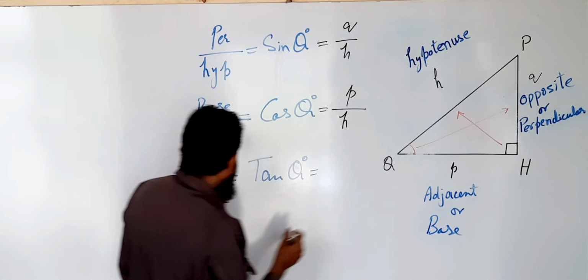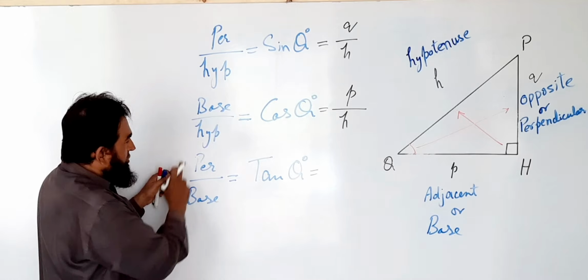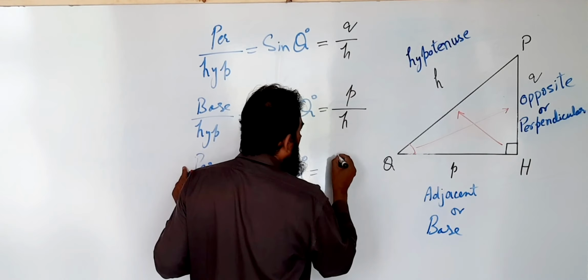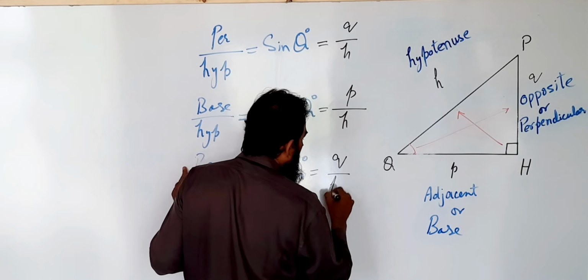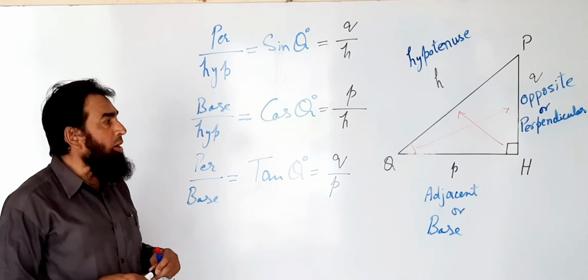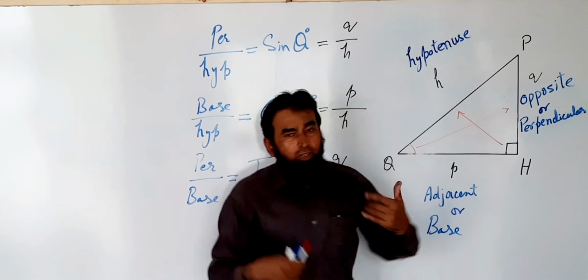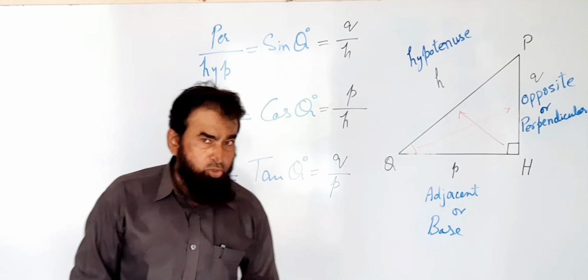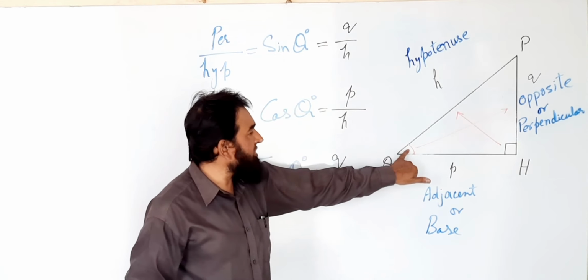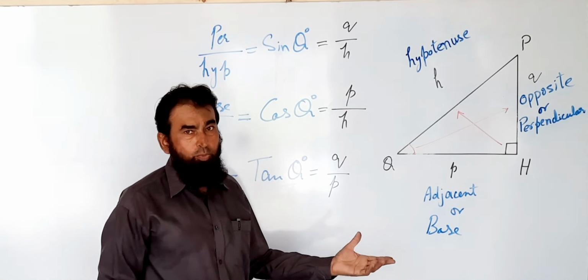In the same way, tangent Q is the perpendicular over base. So perpendicular here is q and the base is p. In this way you can write down the sides of the given triangle. Instead of p, q and h, the measurements of the sides may also be given, and instead of Q or P, the values of these angles may also be given.